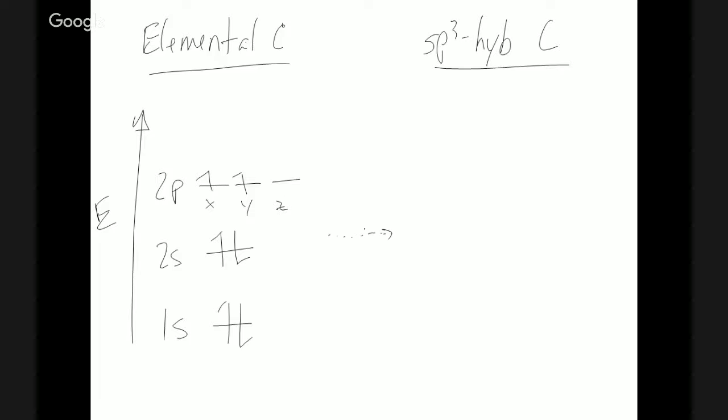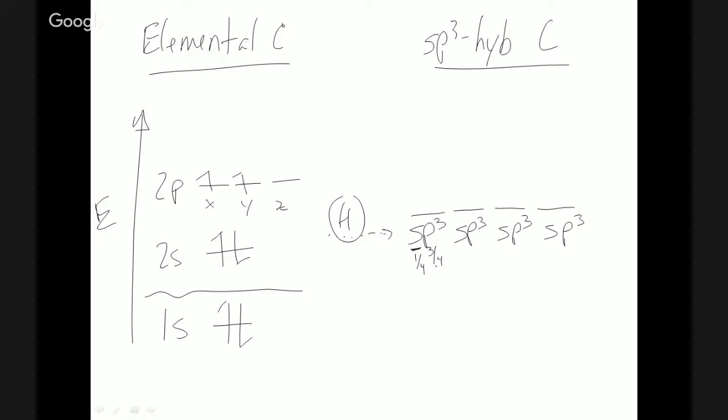Hybridization is going to take, again, we're ignoring the 1s because those are not valence electrons. They're core electrons. We're taking the 2s and the 2p orbitals, and we're mixing to give 4 degenerate sp3 orbitals. Why 3? Because you put in 3 p's and 1 s, so therefore there's 4 equivalent sp3. Think of each of these orbitals as having 1/4 s character and 3/4 p character, and they're all equivalent. How many electrons? 1, 2, 3, 4.